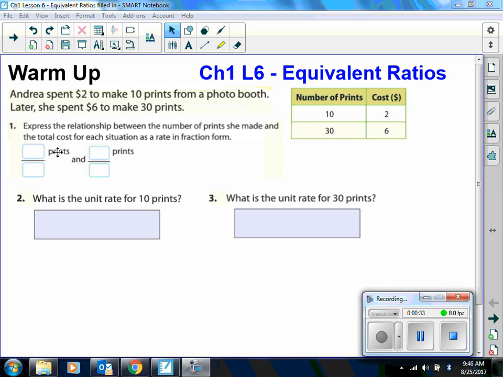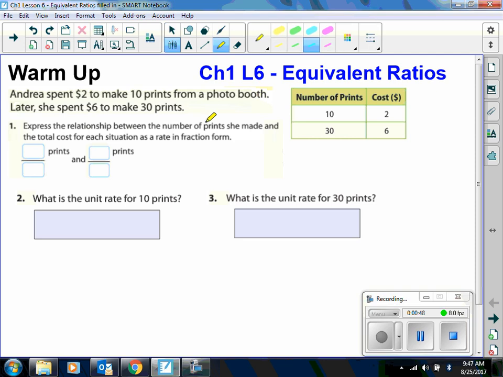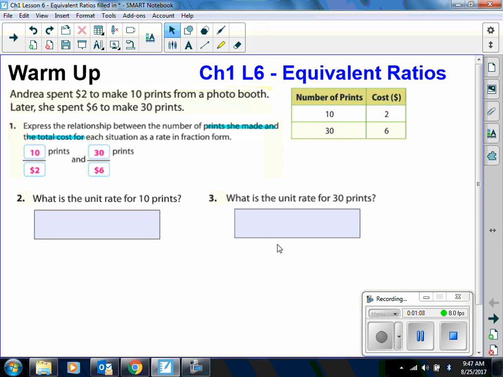So here we're doing prints to cost, right? So if I'm doing the ratio prints to total cost, what's the first ratio? 10 to 2, right? So that's going to be 10 to $2. And for the ratio for the second one, that would be 30 to $6. Very good.